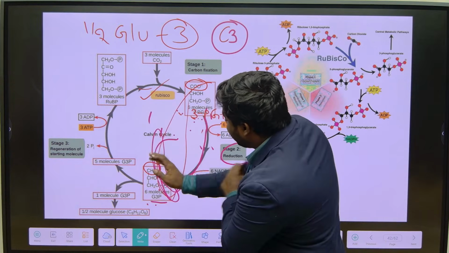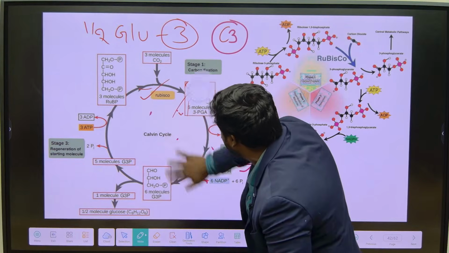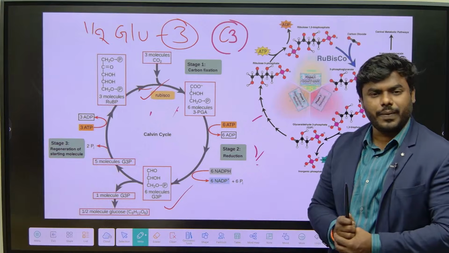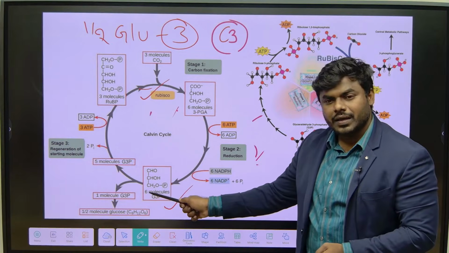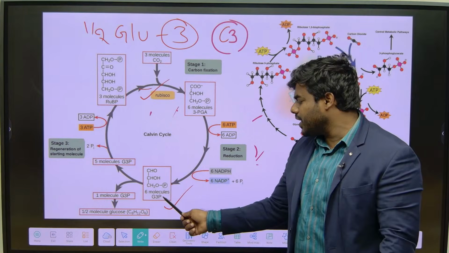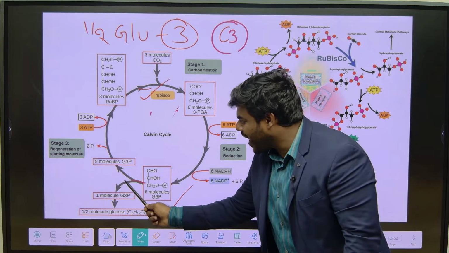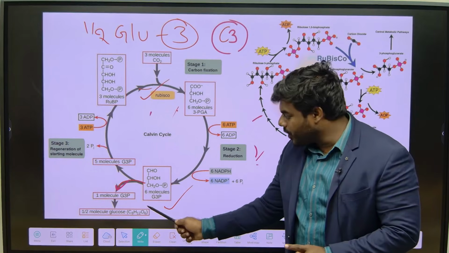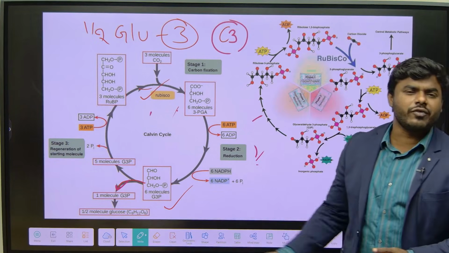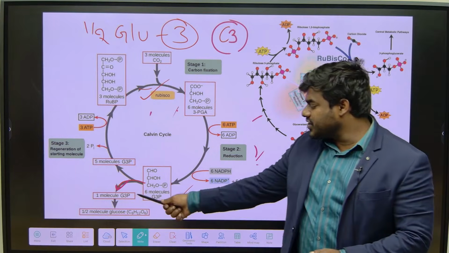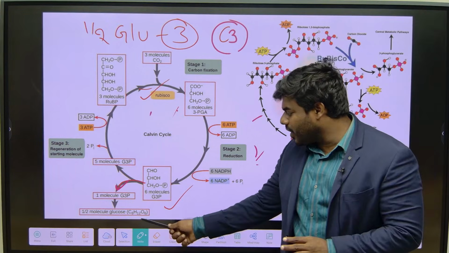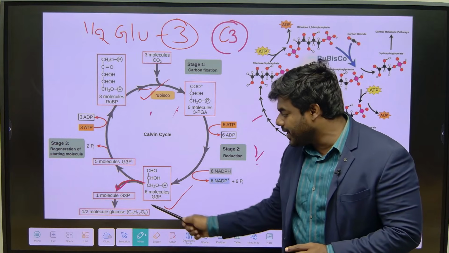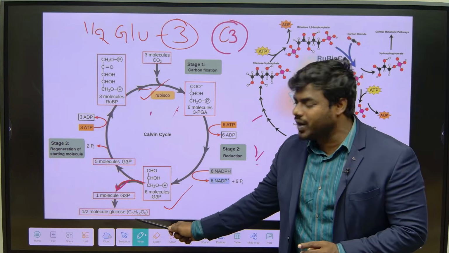Now after the reduction, how many G3Ps are we left with? We have 6 molecules of G3P. Each one is how many carbons? 3 carbon. Out of 6 molecules of G3P, only 1 molecule of G3P exits the cycle and produces half glucose. Tell me why half glucose? Because G3P is 3 carbon. In order to produce glucose, we require 6 carbon. So we have only 3 carbons available, hence we can produce only half a molecule of glucose.